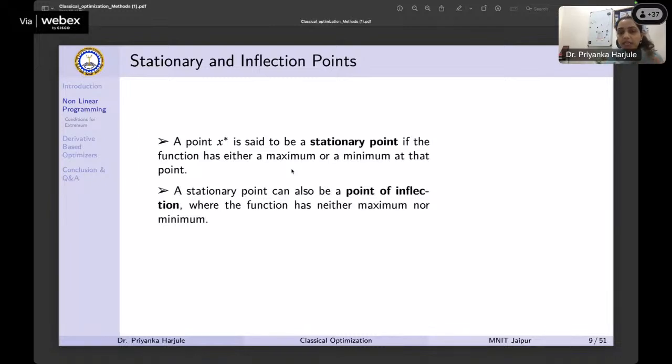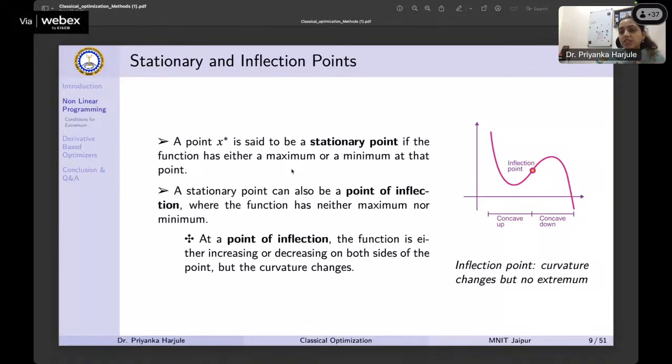So this is a bigger umbrella in which we say that any point which is a maximum or minimum can be called a stationary point. A point of inflection is where the function is neither maximum nor minimum. That means the curvature changes, but you don't have the actual minimum or maximum here.